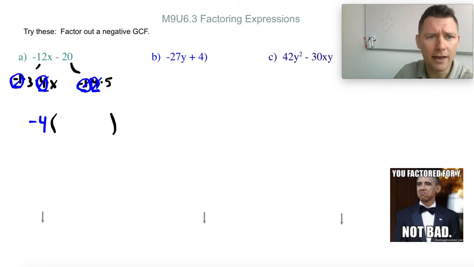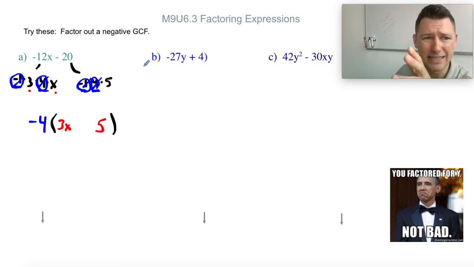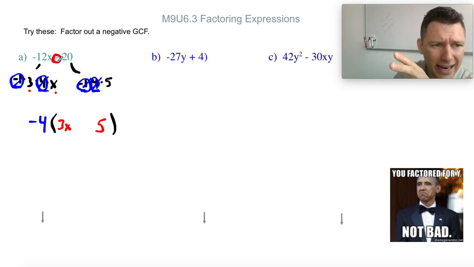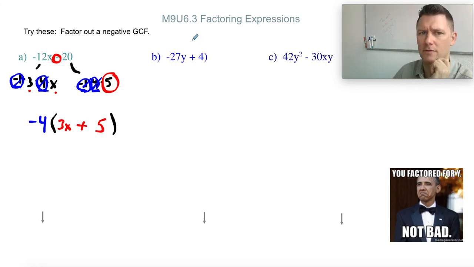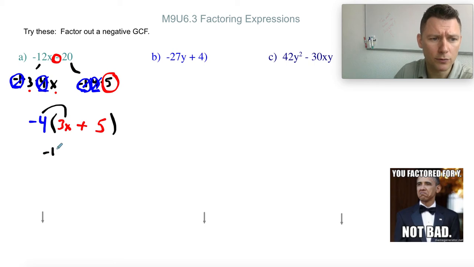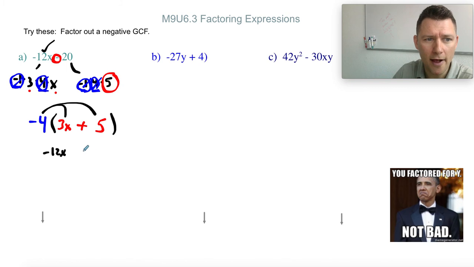And what's left on the inside is a 3x and a 5. The hiccup is we pulled this negative out. So you see this as a +5, put it in as a +5. Because as you distribute this in again, you get -4 times 3x gives you -12x, which is what we're looking for. Ka-ching! And since this is positive, -4 times +5 gives you -20, which is what we want, right? That's what we're looking for right there.